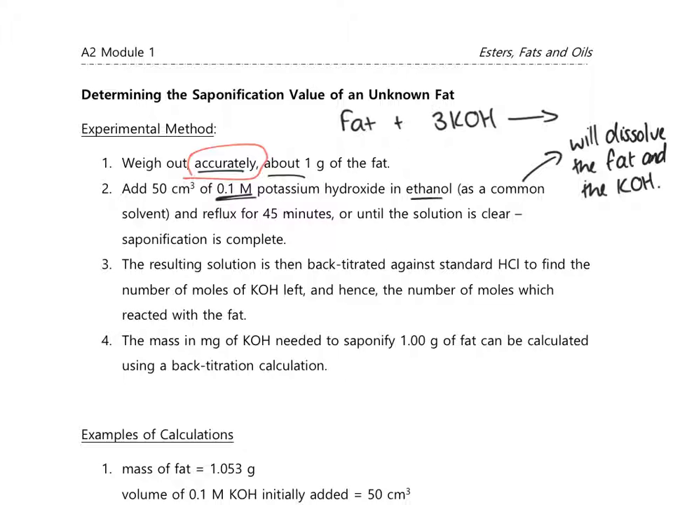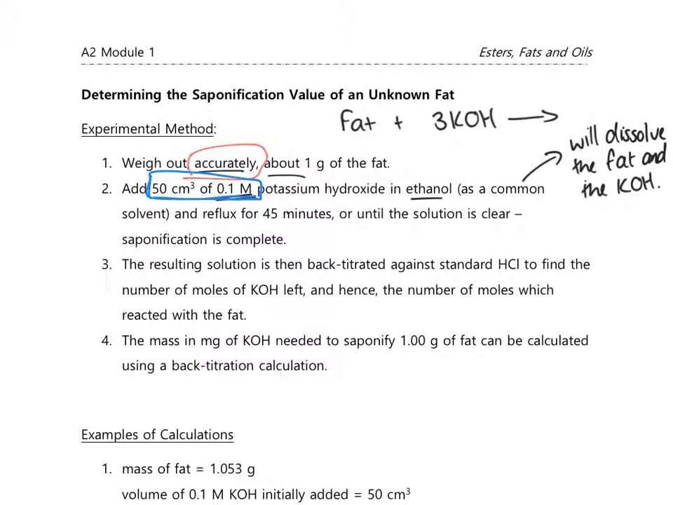Just like last week when we were adding our iodine in excess, or our ICl in excess, or whatever we added in excess, the 50 centimetres cubed of my potassium hydroxide is in excess as well. Some of it will hydrolyse the fat, but once it's hydrolysed all the fat, there'll be a little bit left over. How could I find out how much potassium hydroxide is left over? Yes, back titration in other words.